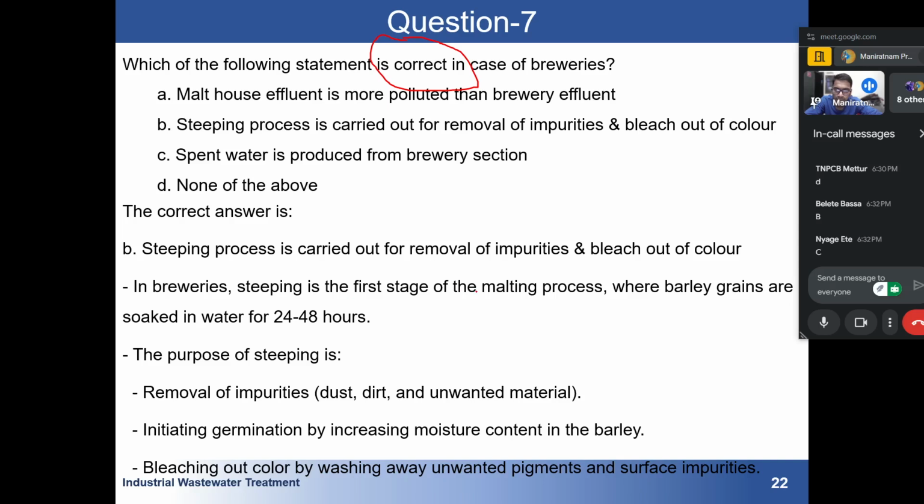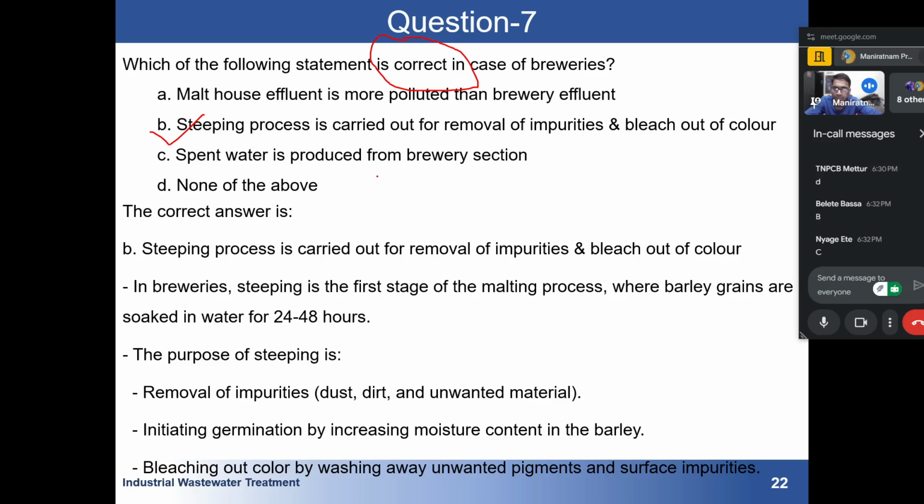Steeping is the first stage of the malting process where the barley grains are soaked in water for 24 to 48 hours. The purpose is removal of impurities such as dust, dirt, unwanted material, initiating germination by increasing moisture content in the barley, and bleaching out the color by washing away unwanted pigments and surface impurities. So yes, the correct answer is B.